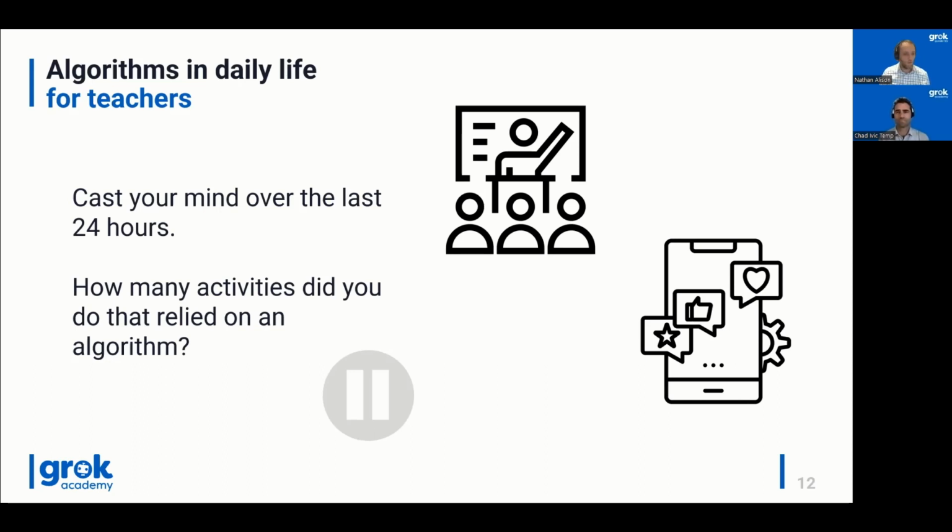Maybe some of those steps were repeated depending on the circumstances, or maybe you had to make decisions as part of that sequence. But when you think about it, you've probably done a lot of things just today that were actually following algorithms.